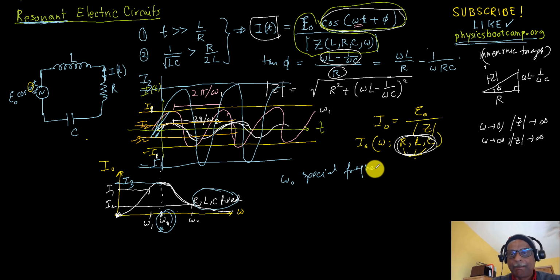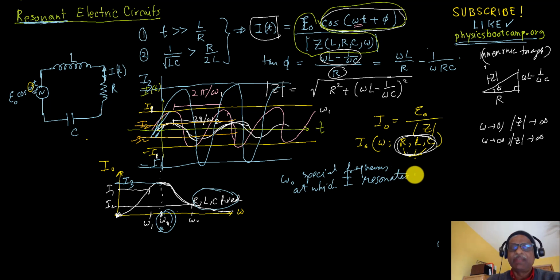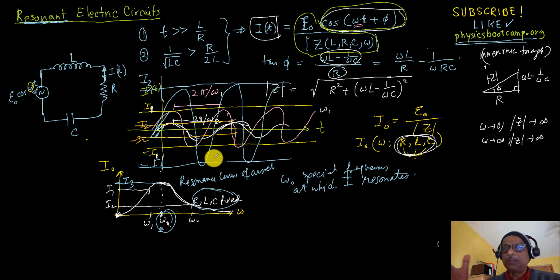So omega 0 turns out to be a special frequency at which the current oscillates the largest, and so we say that it is the frequency at which current resonates. And this phenomenon is called resonance, and this is called the resonance curve of current.